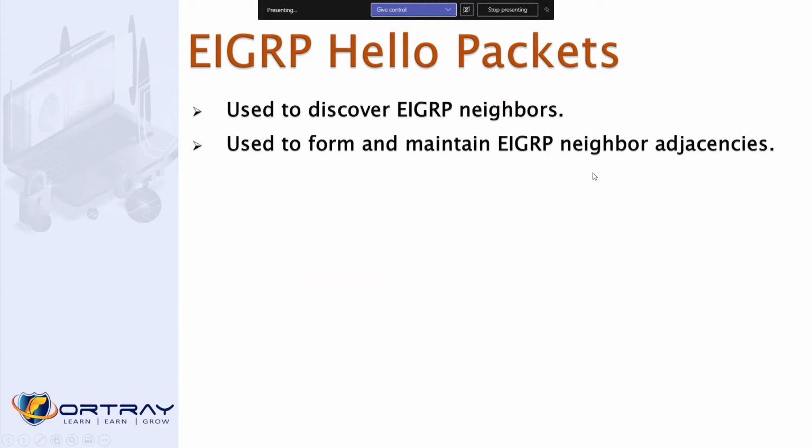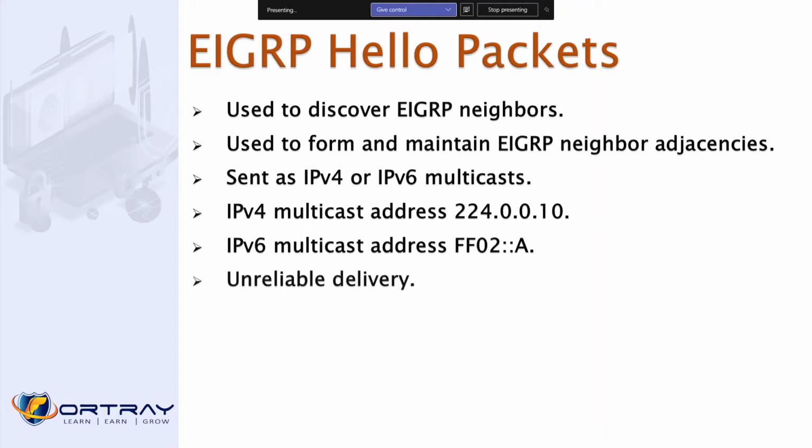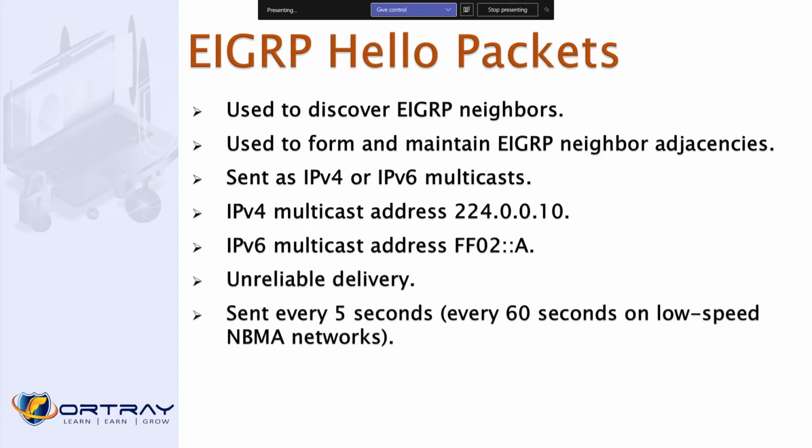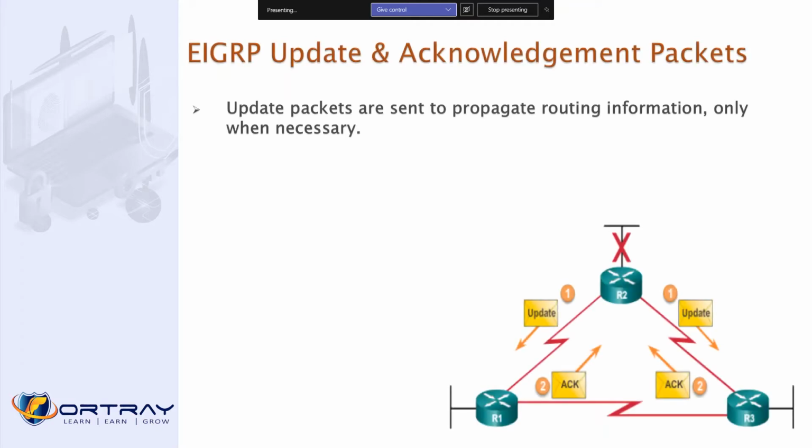So hello packet, used to discover the EIGRP neighbor, used to form and maintain EIGRP adjacencies, sent to the IPv4 multicast address 224.0.0.10 and the multicast address on IPv6, with unreliable delivery, sent every 5 seconds. So hello messages are exchanged every 5 seconds. EIGRP uses the default hold timer of 3 times the hello timer for the networks.